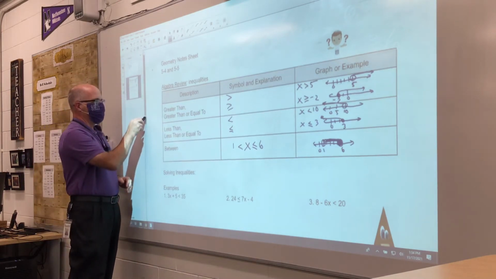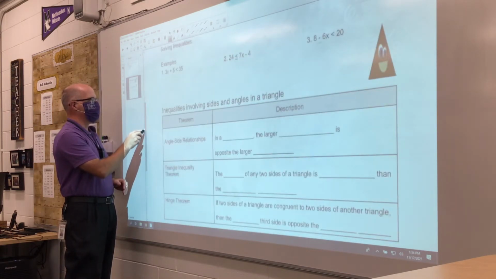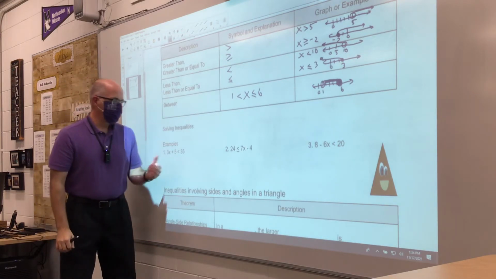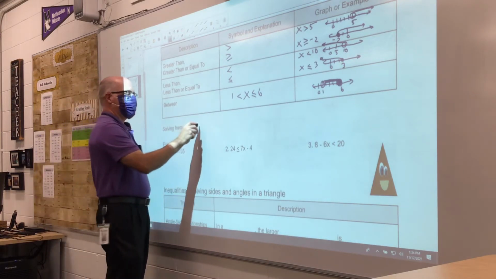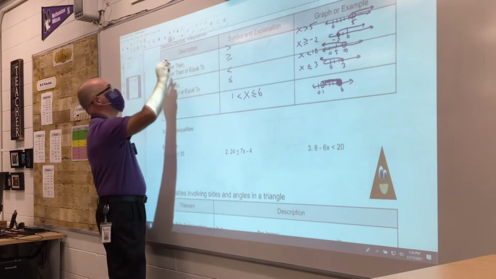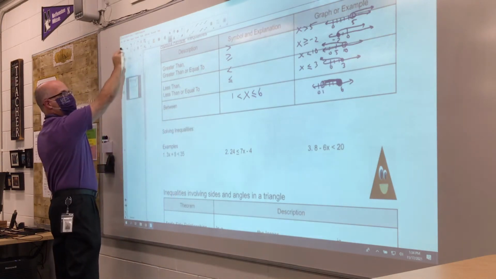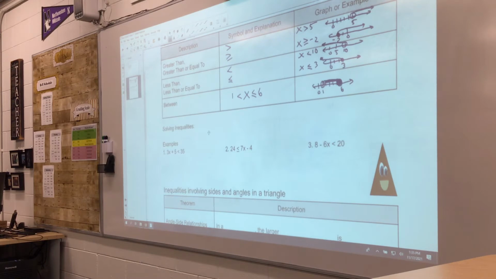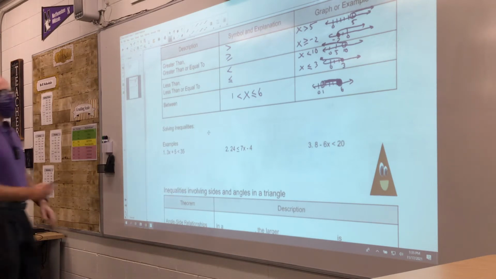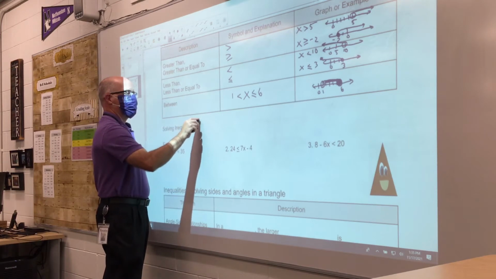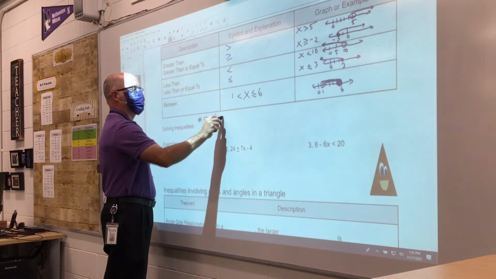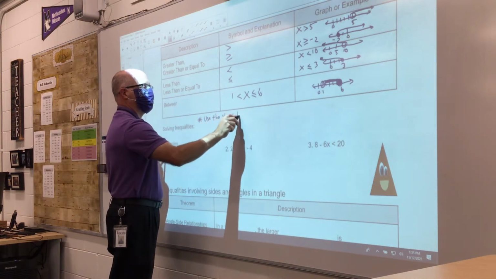Let's do some examples. Use these to guide our work. So this first one here, when you're solving inequalities, the first thing you want to do is use the steps like an equation.